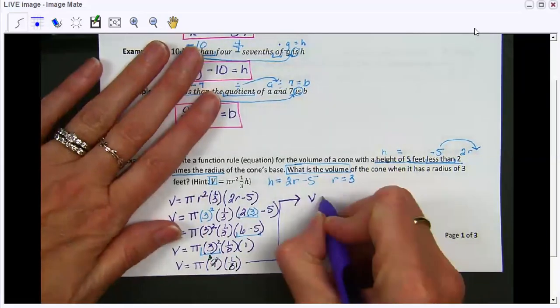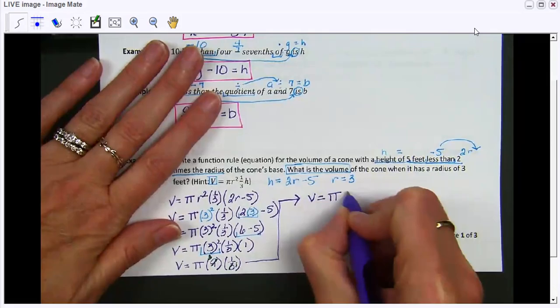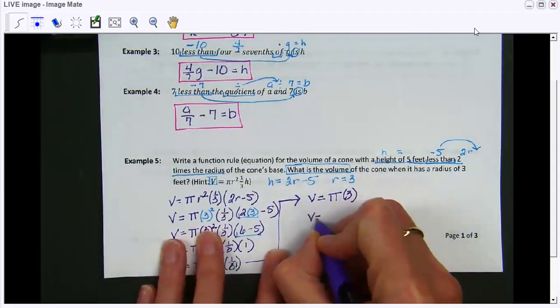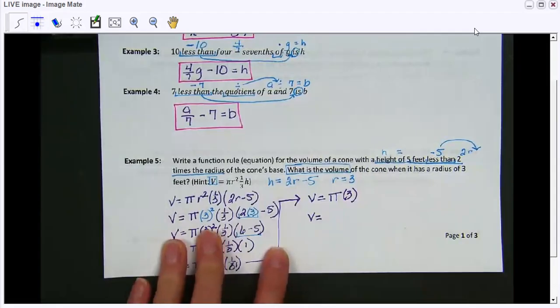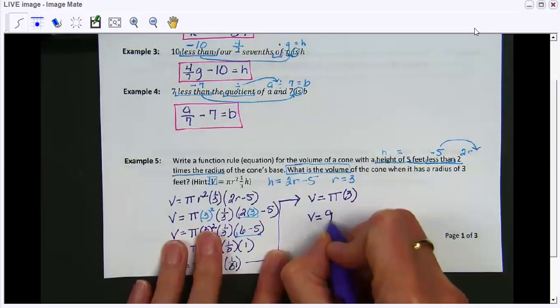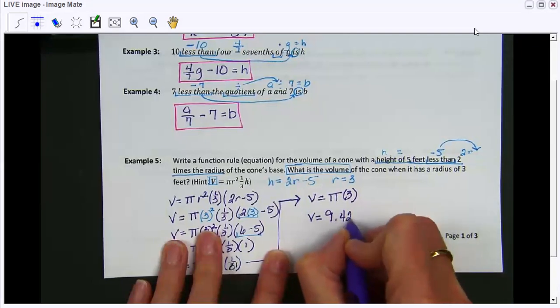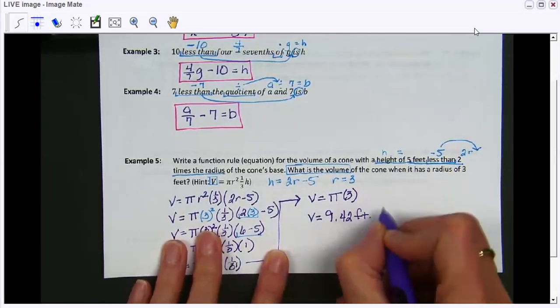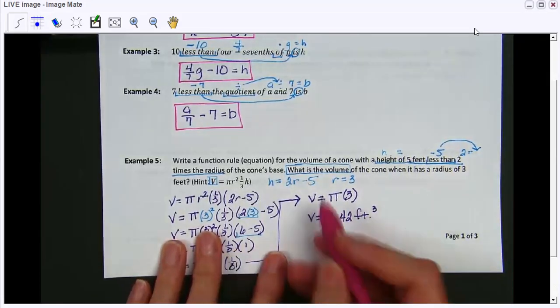Okay, so I'm going to write volume equals pi times 3. Now this is when I would plug it into my calculator to get a more exact answer. So let's see, pi times 3 gives me 9.424777, all that. If it doesn't tell you where to round it to, just round it to the nearest hundredths place. So my final answer would be 9.42, and then it's volume, so it's going to be cubic feet. And so that would be your final answer.